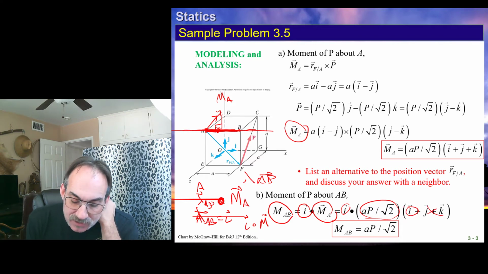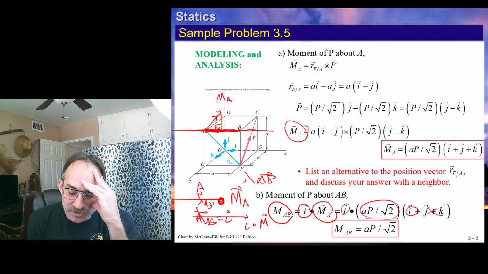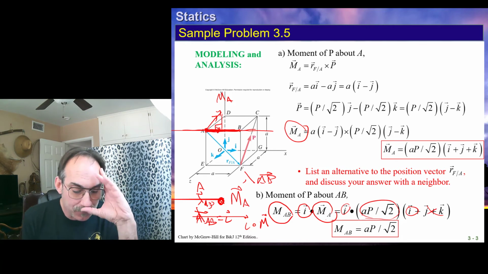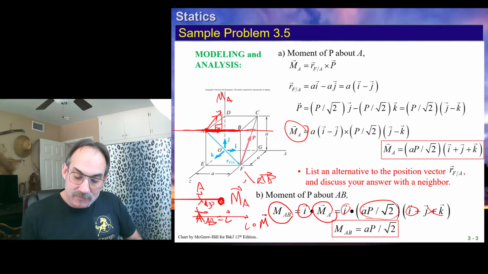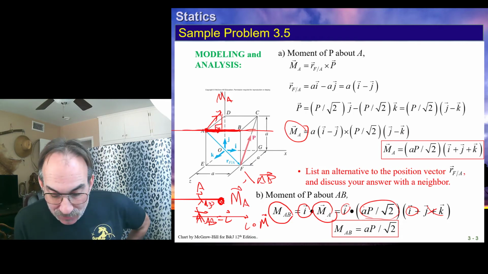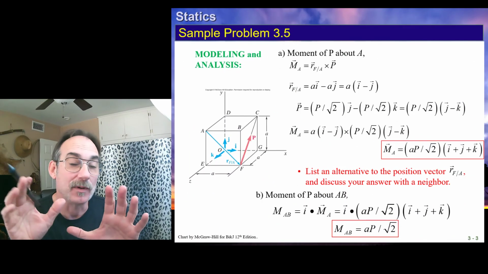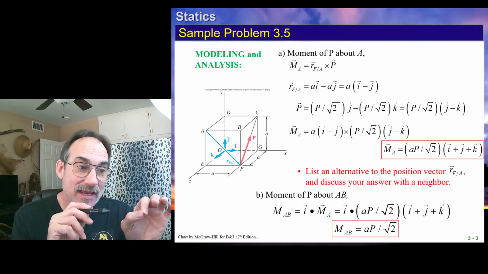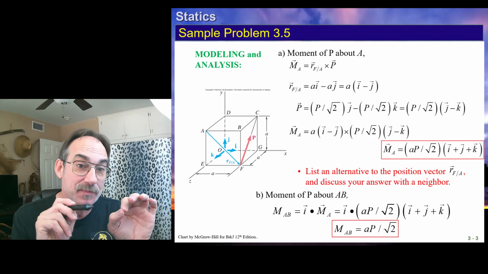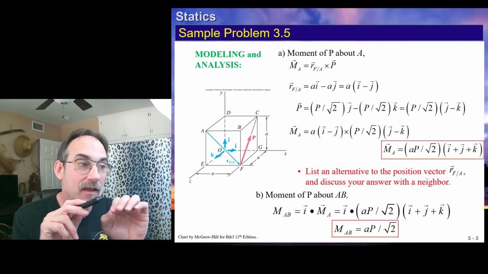These other terms are going to be 0, which means just AP over square root of 2. Got that? I dotted with I is simply 1. Remember that? Okay, so that's how we solve this.